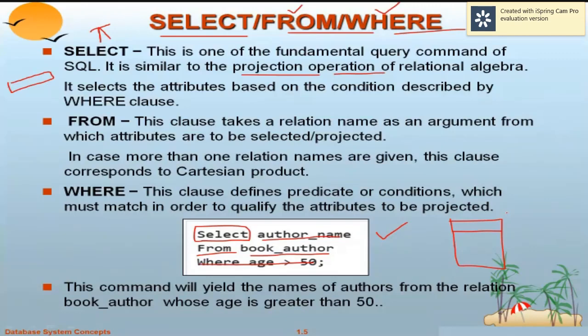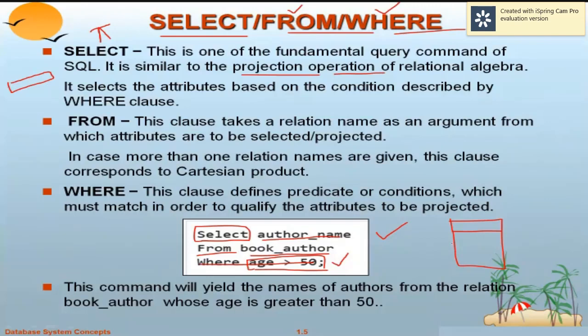Now what did I do? I started giving a condition over there where the age is greater than 50. I've given a condition. I say I don't want the whole list of the authors in the table. Just filter out the names of only those authors whose age is greater than 50.